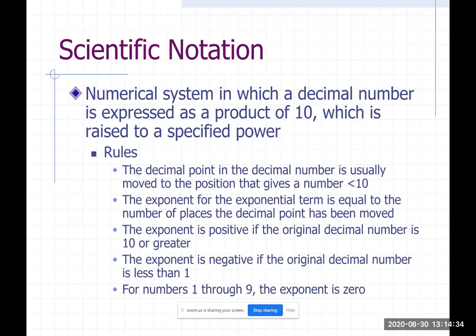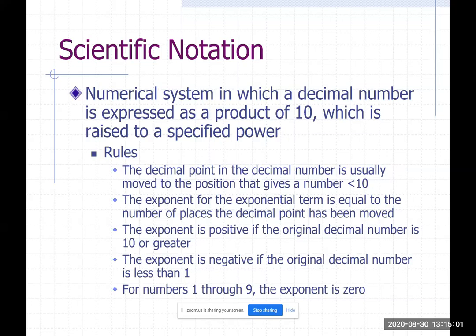That's not always the case, but generally speaking, if we're going to convert standard numerical notation to scientific notation, that coefficient, we want it to be somewhere between 1 but less than 10. The exponent for the exponential term is going to be equal to the number of places that the decimal point has been moved in order to get that number that is less than 10.